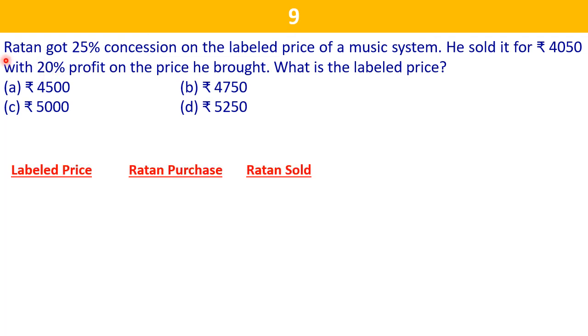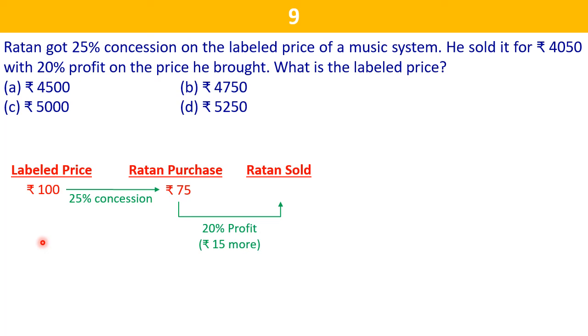Okay, let us assume the labeled price of that music system was 100 rupees only. So Ratan purchased it at 25% concession. So how much did Ratan buy it for? Obviously he bought it for 75 rupees. And he sold it by making 20% profit. So he has charged 20% more than the price he purchased it for. So what is 10% of 75? 7.5. So what is 20% of 75? 15 rupees. So by charging 15 rupees more, he sold it. So he sold it for rupees 90.